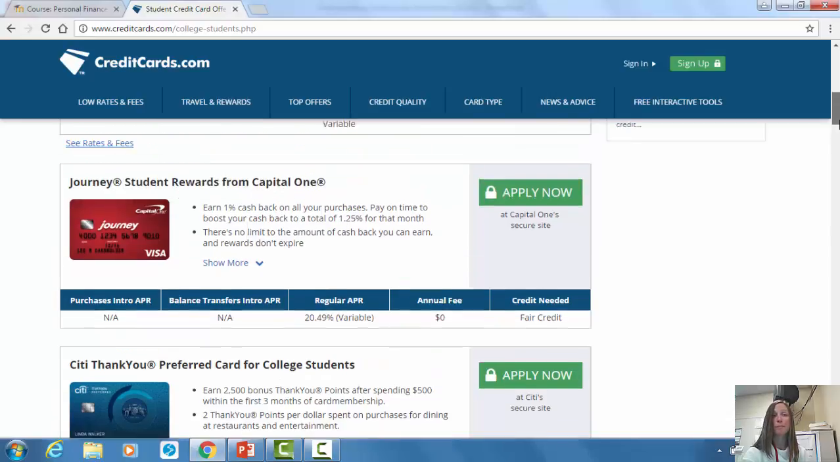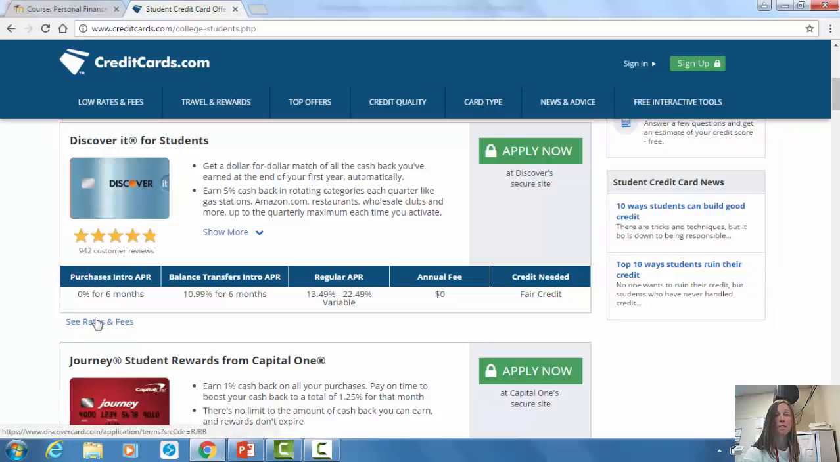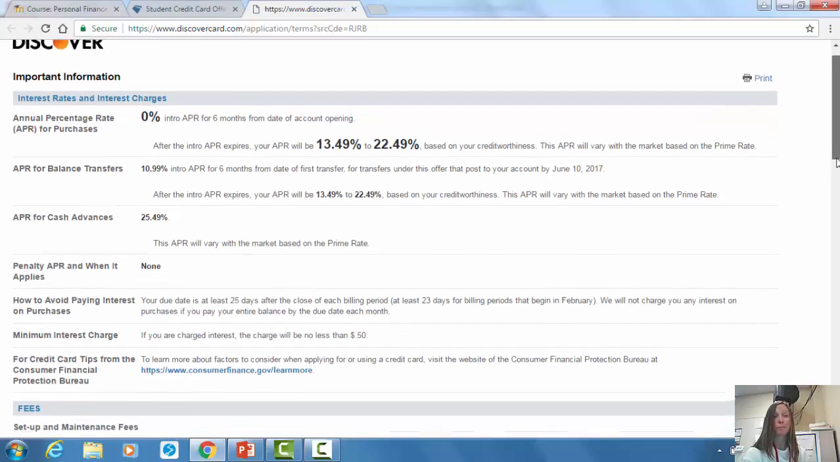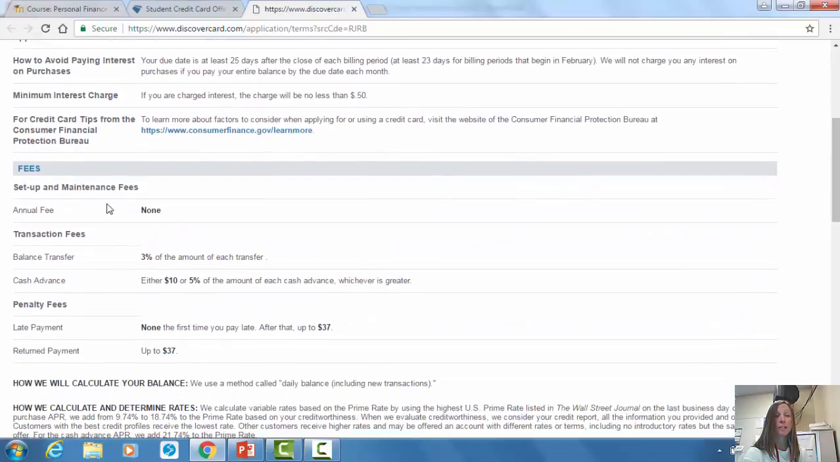I'm going to scroll up, and I'm going to click on this one right here, see rates and fees. And right here, this is the Schumer box, which we were just talking about. The APR is 0% intro APR, but then it will be 13.49 to 22.49 based on your credit worthiness. Here is balance transfer APR, cash advance APR, penalty APR, and then I scroll down more. There is no annual fee. Here's the fees section, but then transaction and penalty fees and how they will calculate your balance.